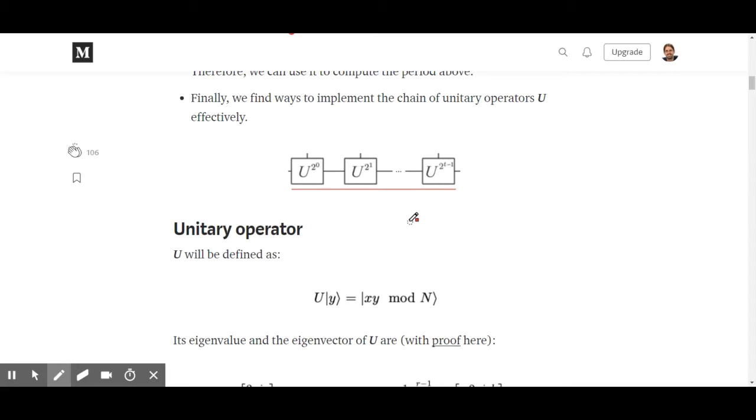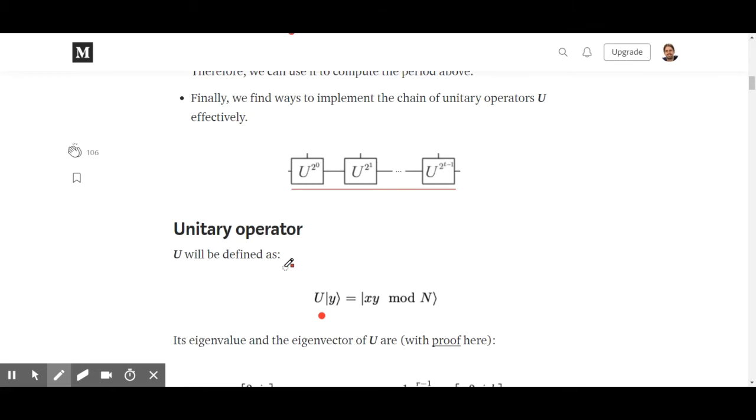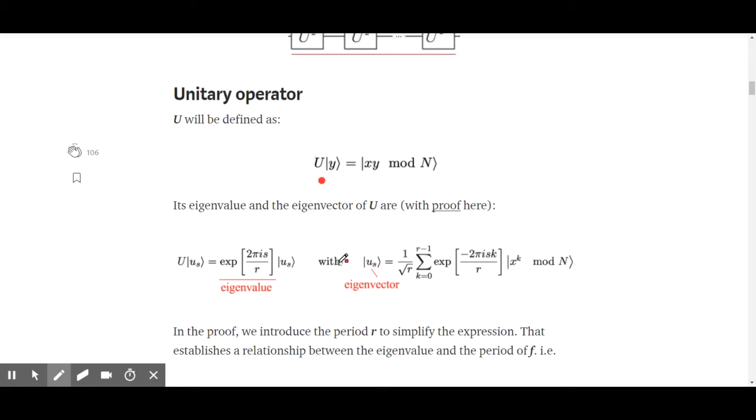Yeah, but at the same time, this is the way it's defined. So you've got y, which is our, I guess, superposition, kind of, and then its eigenvalue and eigenvector of U are.